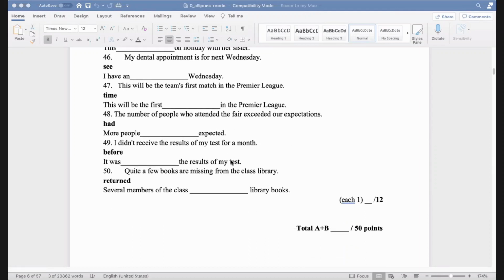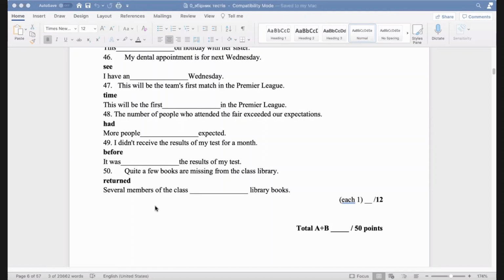Number 49. Місяць тому. До того it was a month before I got the result of my tests. Right. And the last one.